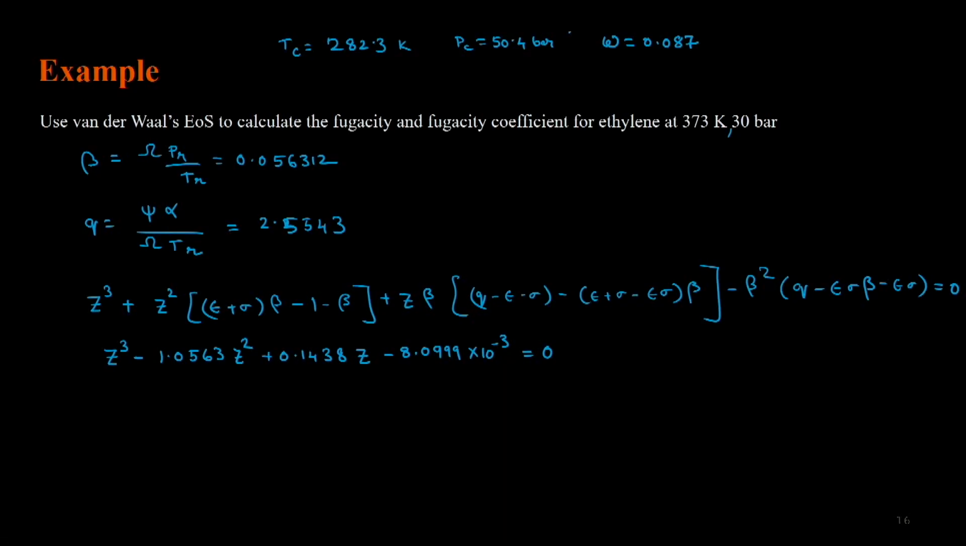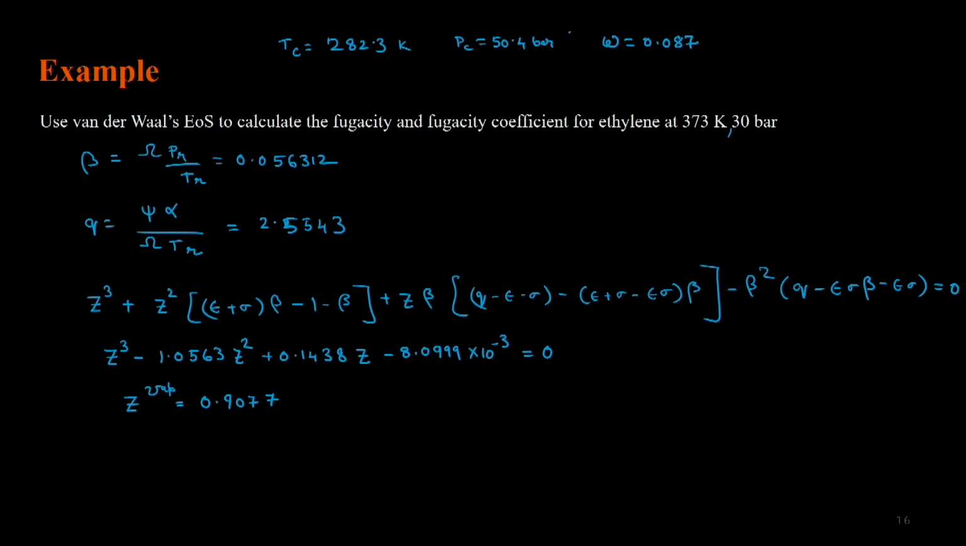We can solve this cubic to obtain the 3 roots, and in this particular case it turns out that only one root is real, and that real root of course corresponds to the vapor-like volume because it's much closer to 1, and that value turns out to be 0.90774, Z, the compressibility factor.